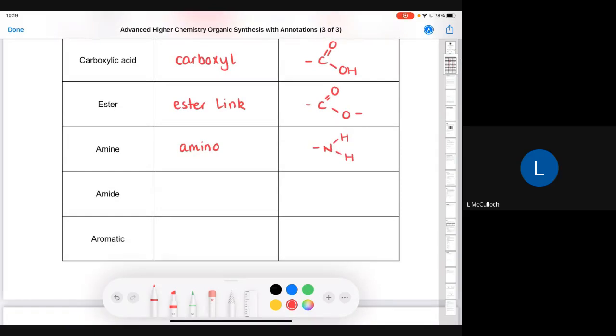For our amide, the functional group is an amide link. And the group is a carbon double bond oxygen bonded to an NH, and then there are other atoms on each side.